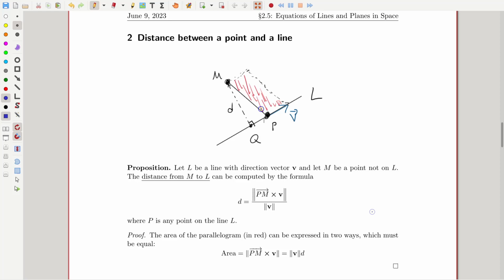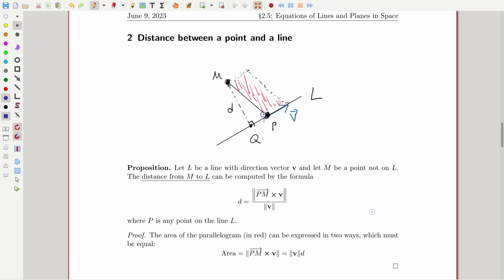One way involves the cross product, right? This parallelogram is spanned by the vector v and the vector from P to M. And so the area is the magnitude of the cross product of these two vectors. That's the first way we can write it, which is here.